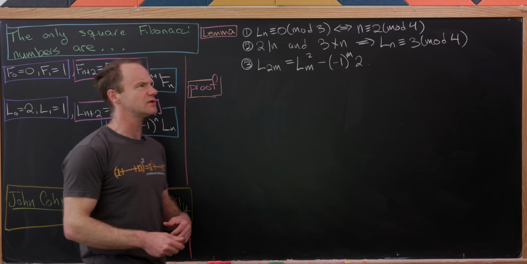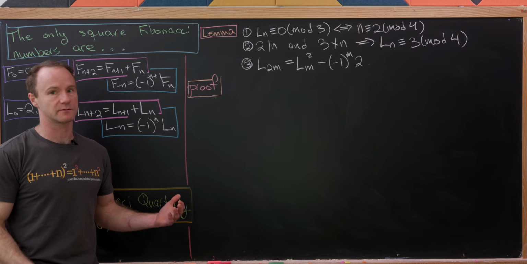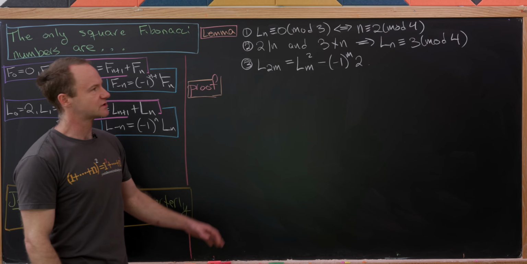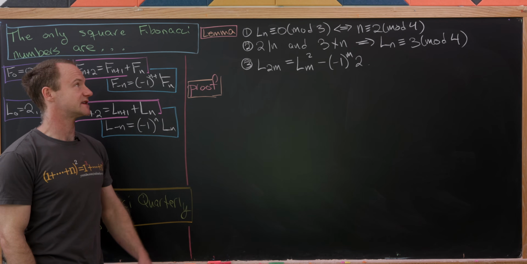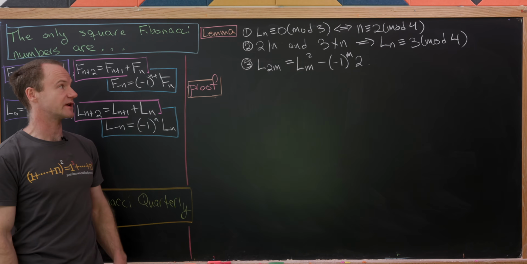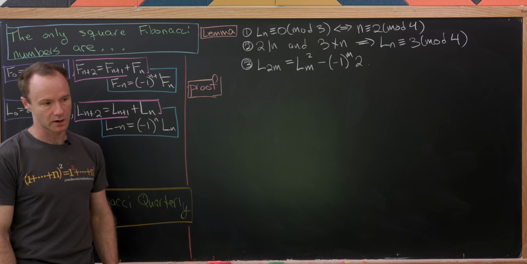Okay, so we're going to use a couple of lemmas or smaller results to get to our final result. The first one is this three-parter. So let's focus on one part at a time. So part number 1 says that L sub n is congruent to 0 mod 3 if and only if n is congruent to 2 mod 4.